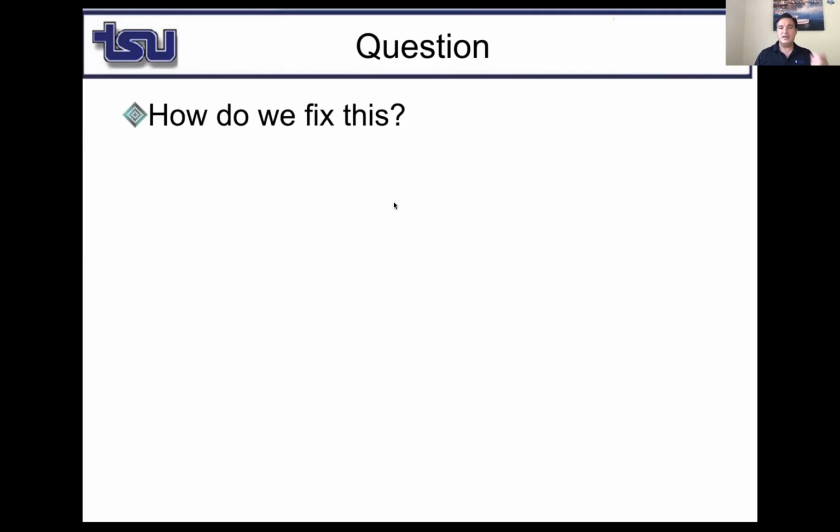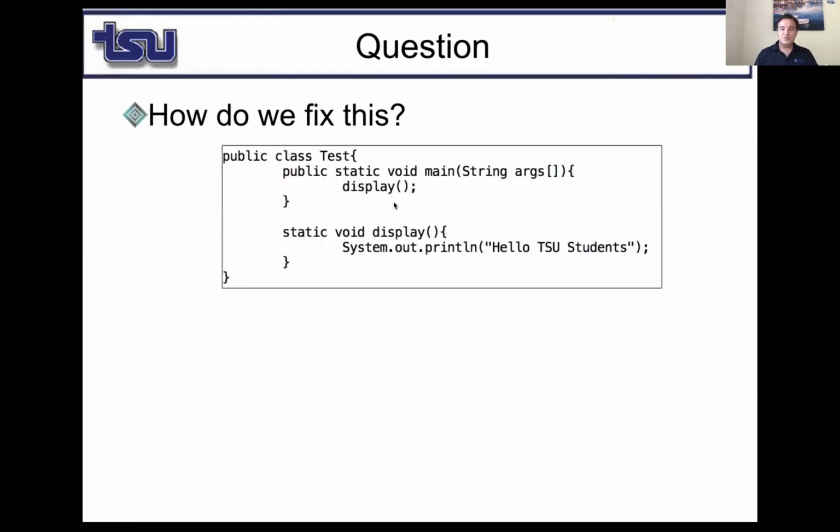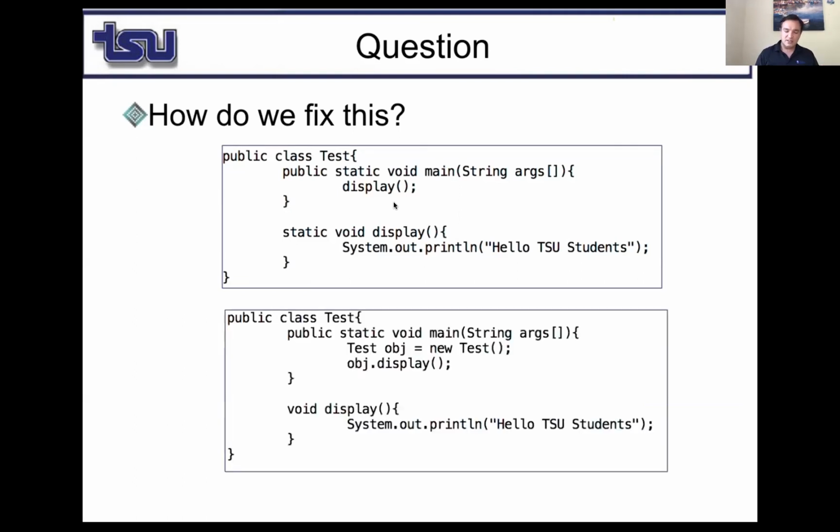I mean, it's easy. There are like two ways to do it. First, obviously I can make display static as well. Then main is static, display is static. I can call a static method from another static method, no problem. Well, but this is not a very good solution, because there might be reasons that you want to keep display as non-static.